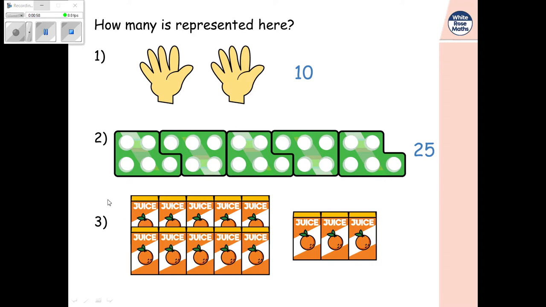So here they are looking at their juices. So let's pause here and have a little think about how many there are. So let's have a little look. There's three there. And there's 10 here, so there is 13. If not, I would have counted in my 2s. So 2, 4, 6, 8, 10, 11, 12, 13. Well done if you got 13.